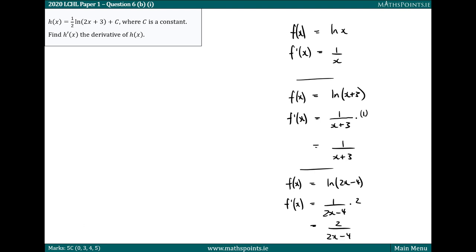What I wanted to keep in mind for the second part of the question is this idea that if we differentiate a function, we can then do the reverse. We can integrate to get back to the original. We don't have integrals of 1 over x, 1 over x plus 3 and 2 over 2x minus 4 on the course. So this idea of integration and differentiation being the reverse of each other is important for the second part of this question.